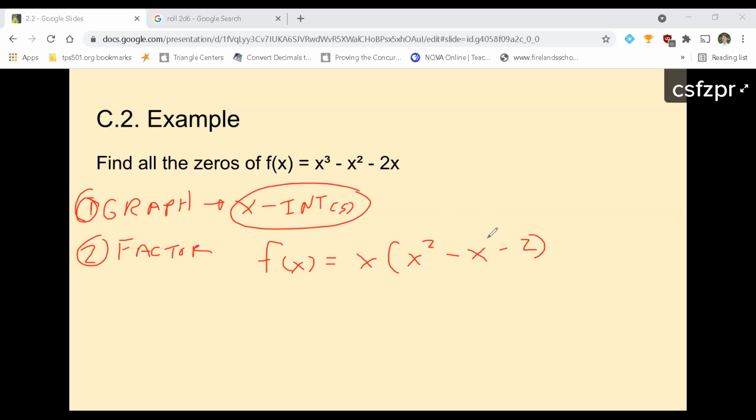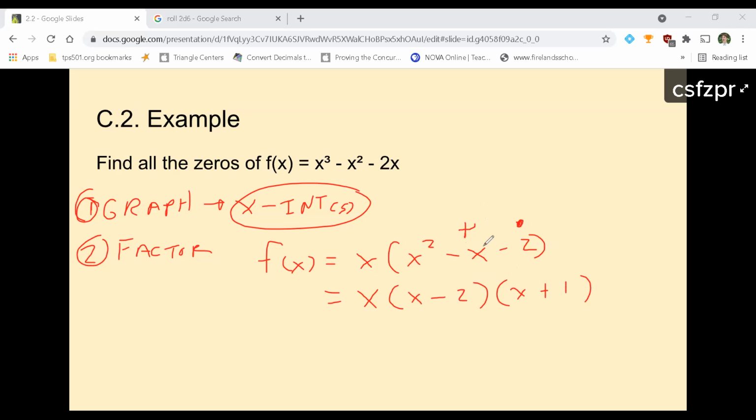Or once you get it down to a quadratic, you could do the quadratic formula. X is equal to negative b plus or minus square root of b squared minus 4ac all over 2a. But this is probably faster done by factoring. I know the first term on each factor will be x. X times x is x squared. Does anyone remember, how do I find the numbers that go here? I need 2 numbers that multiply to -2 and add to -1. What are two numbers that multiply to -2 and add to -1?